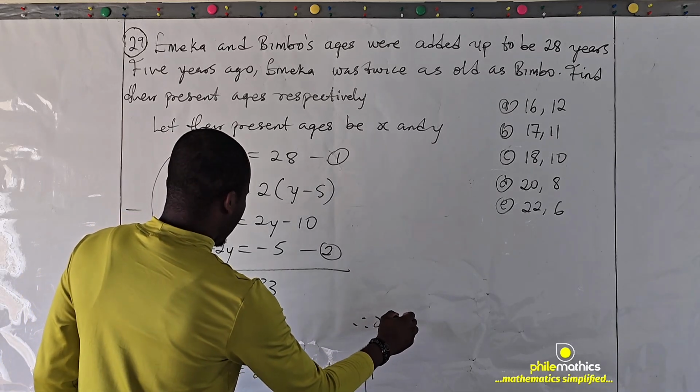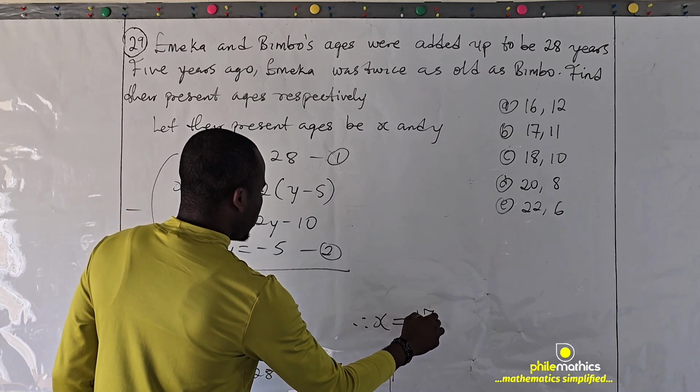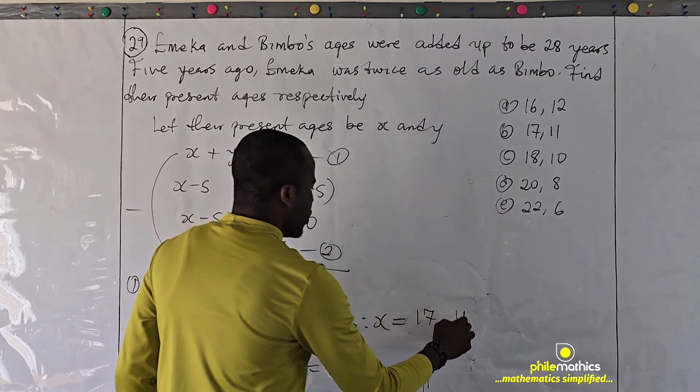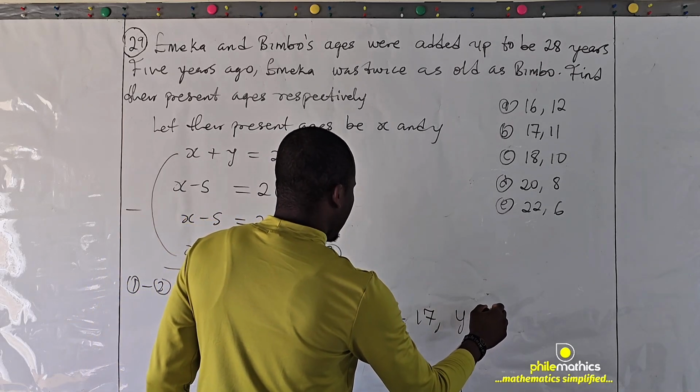Therefore, Emeka's age is 17 and Bimbo's age is 11, which is B.